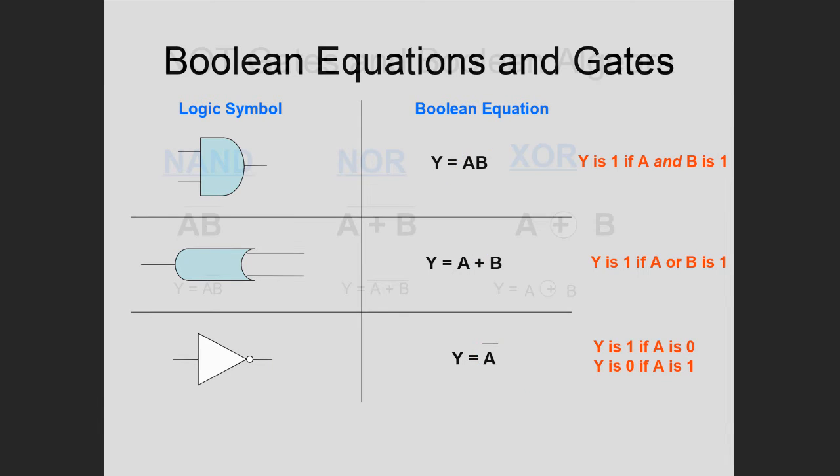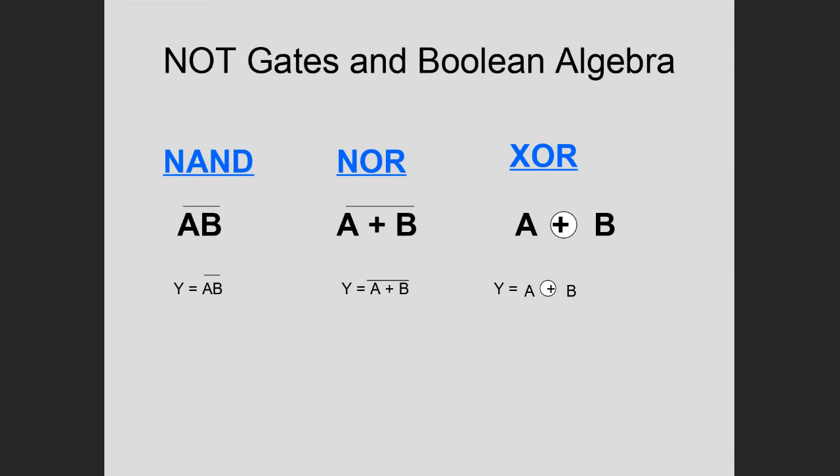What about the derived functions? Well, there are also Boolean expressions for the derived functions. A NAND is a NOT AND, so here I have A dot B, and to make it a NAND, I just NOT the whole thing. Here I have A or B, to make it a NOR, I just NOT the whole thing. And then the XOR is just an OR, and the way you represent that in Boolean is just put a circle around the OR symbol, the plus sign.